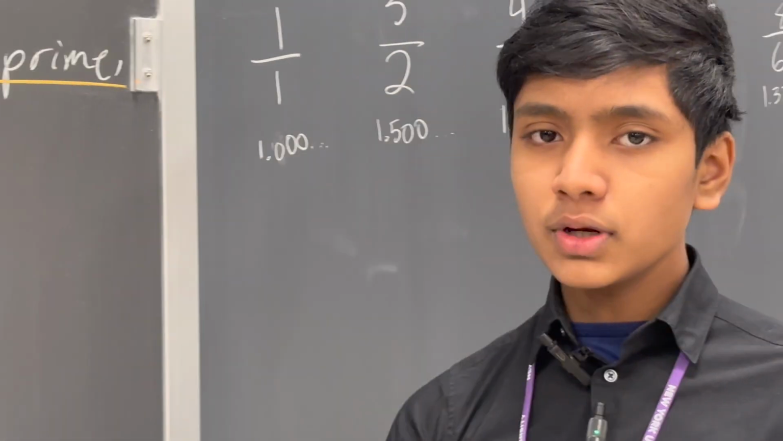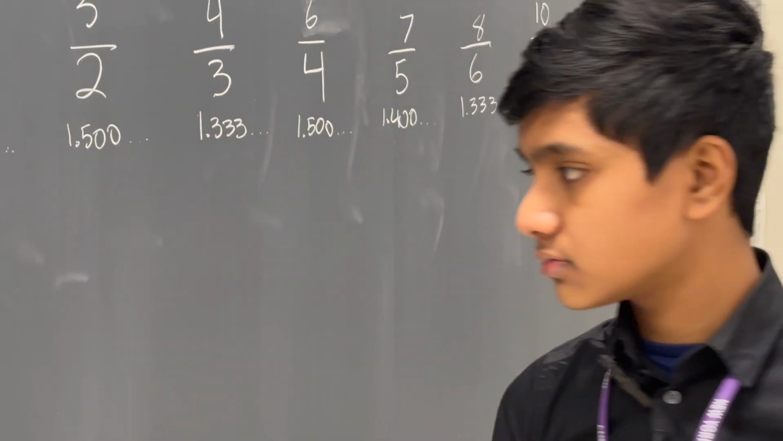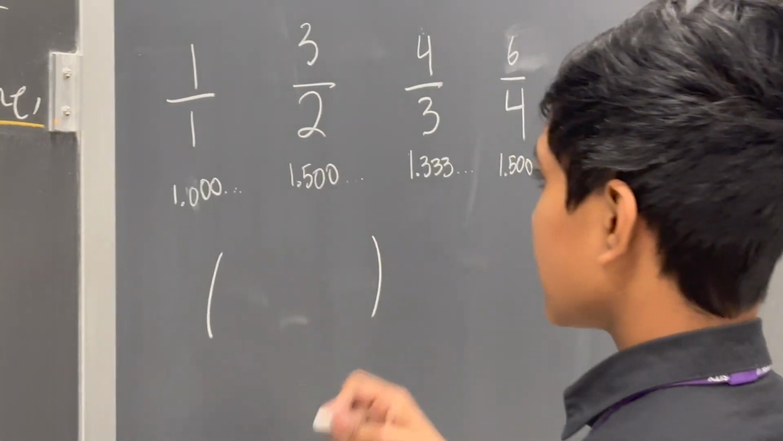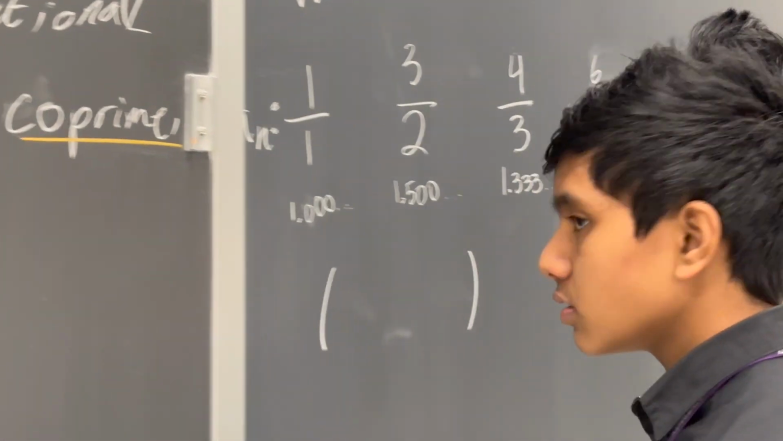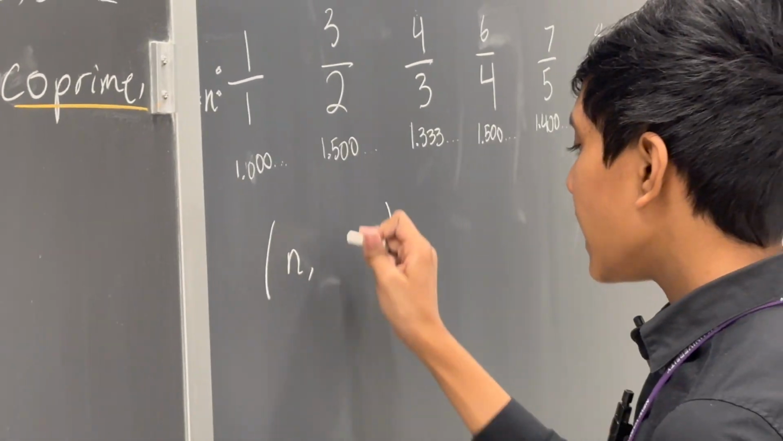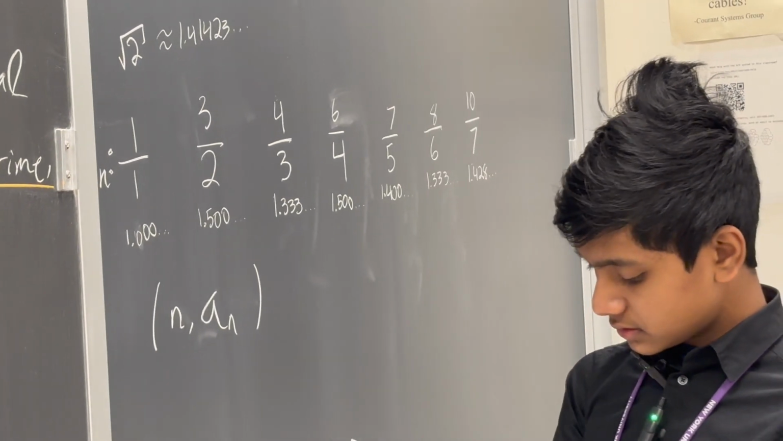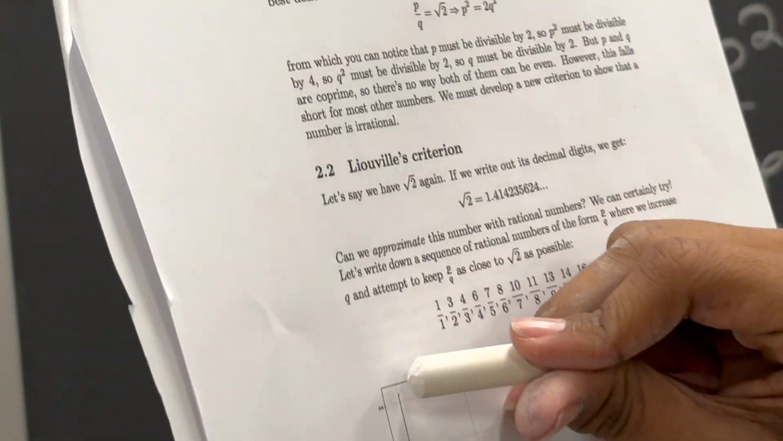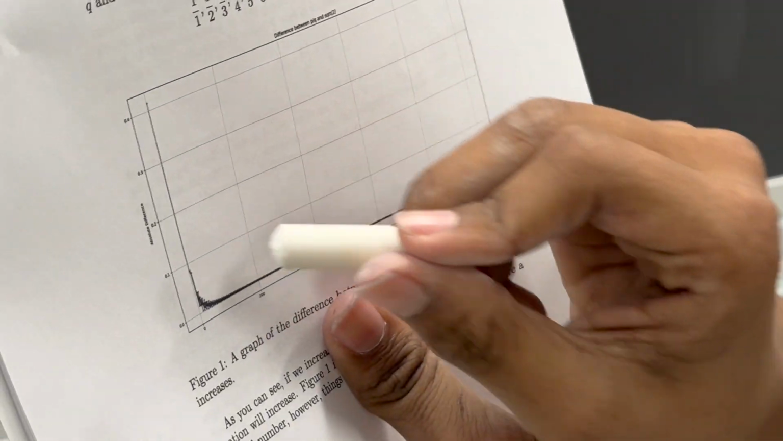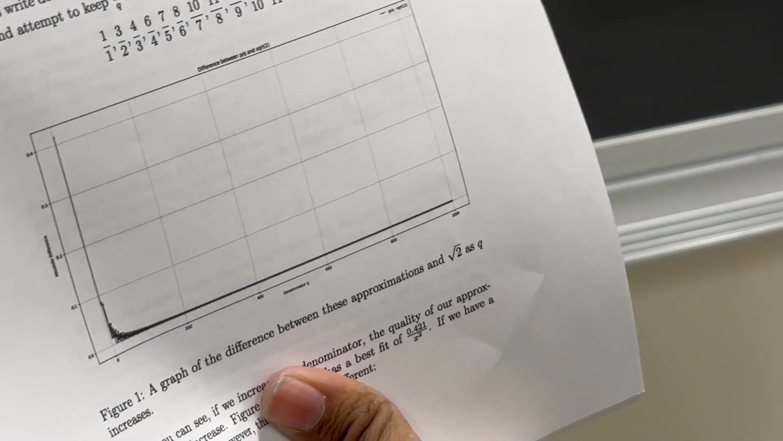So what happens when we try to graph this, let's call this a sequence a_n. What if we try to graph every point (n, a_n)? Well, it comes out looking a little something like this. So as you can see, the difference starts from 0.41 blah blah blah, which is the square root of 2 minus 1, and then it immediately drops down in a very eerie fashion.